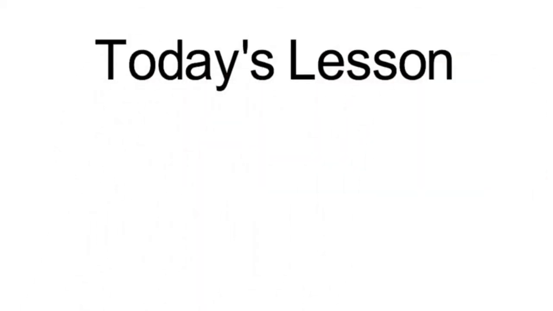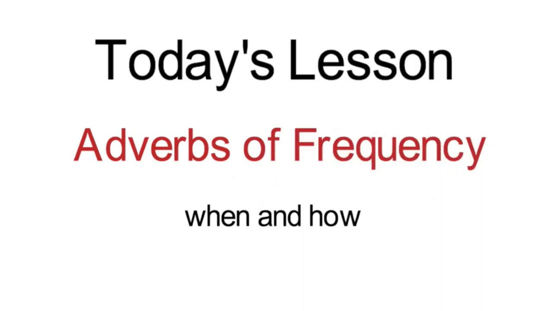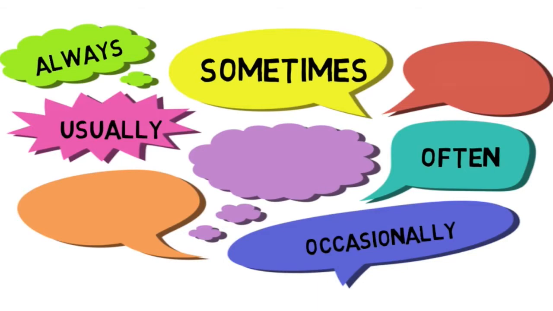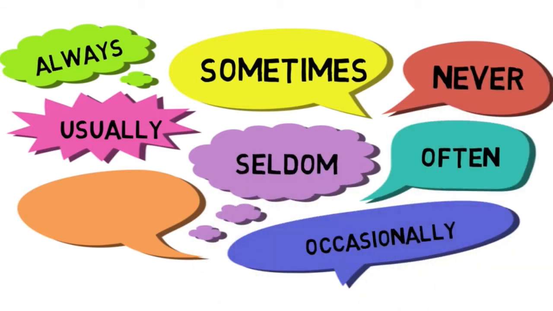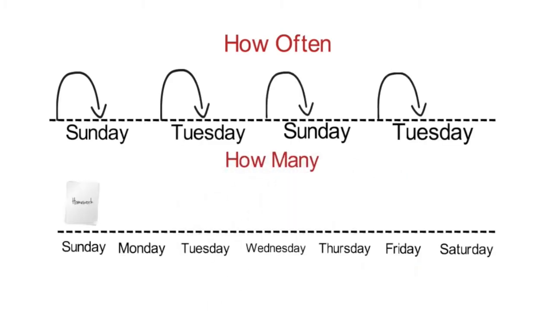Today, we are going to talk about adverbs of frequency, when to use them, and how to use them. Adverbs of frequency are words like always, usually, often, sometimes, occasionally, seldom, never, and rarely. Adverbs of frequency are used to describe how often or how many times something happens.